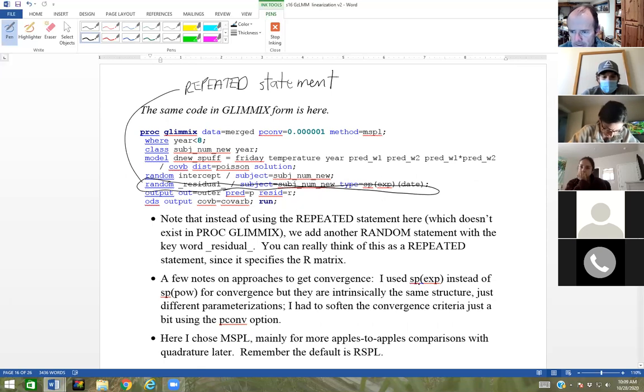So the other thing is, I actually use a spatial exponential here. I think I may have had trouble in convergence using spatial power. It's just a different parameterization approach, but should get us estimates for the fixed effects that are the same, as long as the convergence works for that.